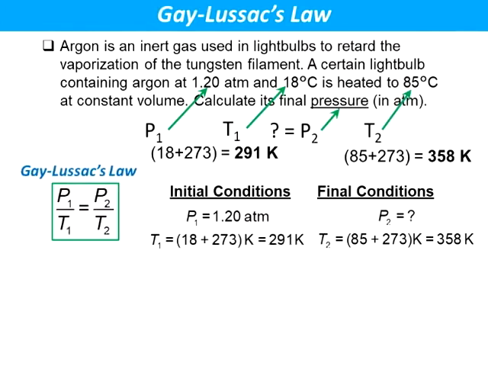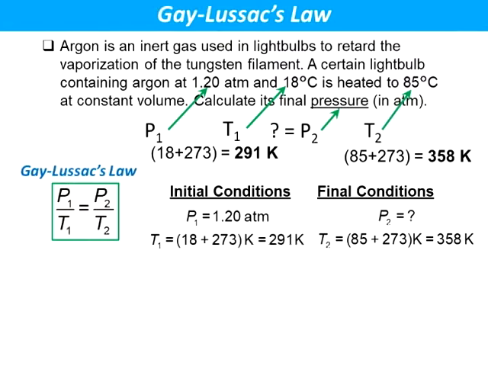Again, I mark up my problem with all the variables. I see that I have pressure and temperature involved here. As soon as I see it's pressure and temperature, I know this is Gay-Lussac's law. So I set up my relationship of P1 over T1 equals P2 over T2 for Gay-Lussac's law. I also automatically convert my temperatures to Kelvin so that I don't make that mistake.